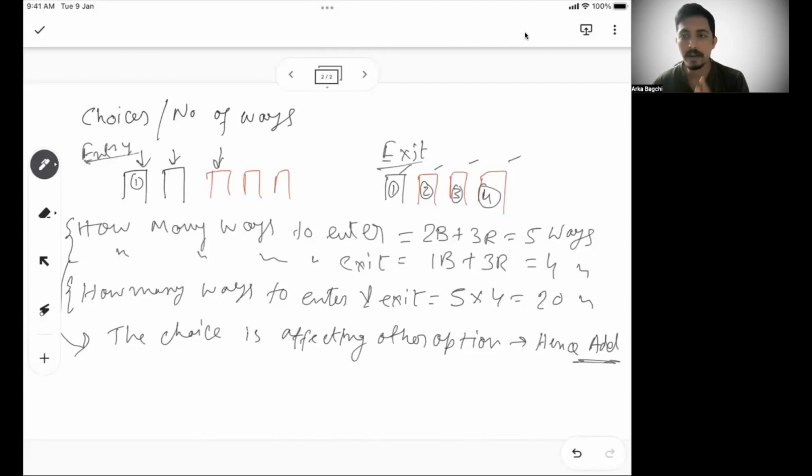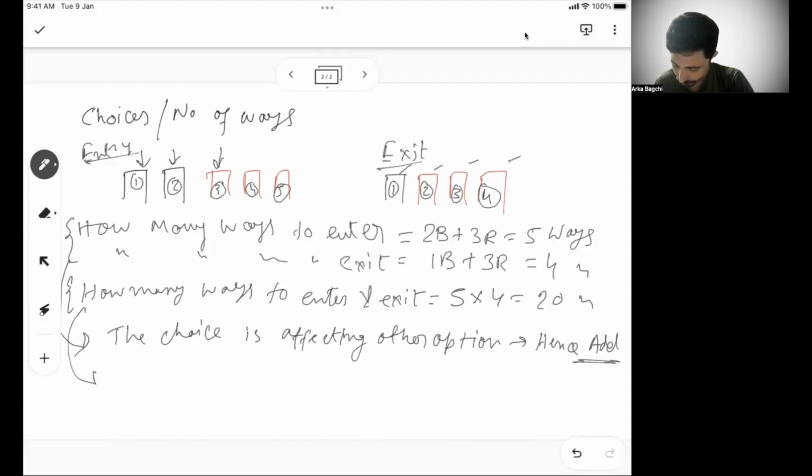So basically the choice is affecting other options. In the first case, for only entering, if I choose door 1 to enter, I cannot choose, let's say, door 2, 3, 4 or 5 to enter. So I can enter by only one door. If I enter by the first door, I will not have the option to enter through 2, 3, 4, and 5. So the choice I am making in the first one, same as exit, will automatically nullify the option of choosing any other. So that's why it is addition. The choice you are making is affecting the other options you have.